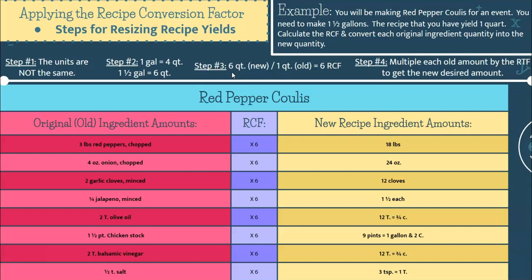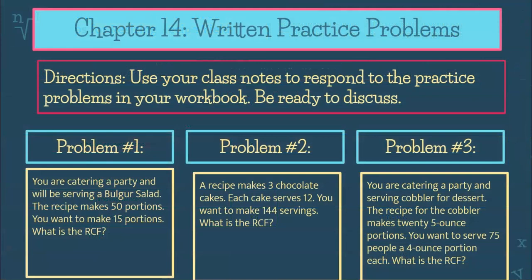So you're going to multiply each individual amount by 6, giving you your new amounts to prepare the red pepper coulis to make your 1.5 gallons or 6 quarts. All right, so you can kind of see how we did that. All right, now you're going to move on to your chapter 14 written practice problems.